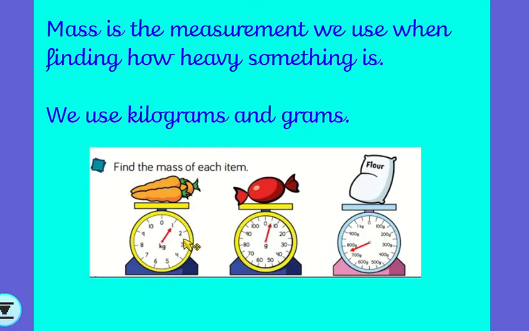You can see that these carrots here weigh 1 kilogram because that's where the arrow is pointing. And then if we look at this scale here, it tells us it is in grams, and because we are halfway between the 10 and the 0, we know that this sweet weighs 5 grams. And then on this scale here, we can see that they're in grams going all the way up to a kilogram, and we can see that this bag of flour weighs halfway between 700 and 800 grams, which means it must be 750 grams. Okay.